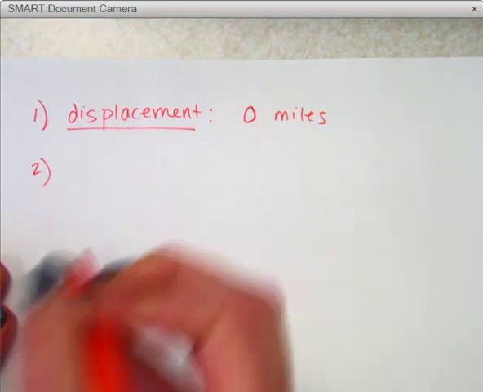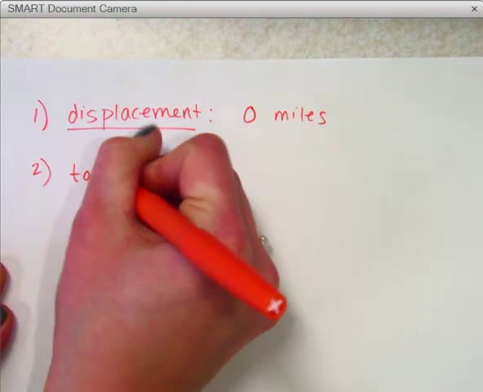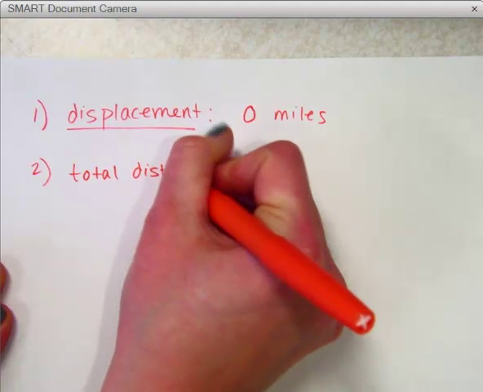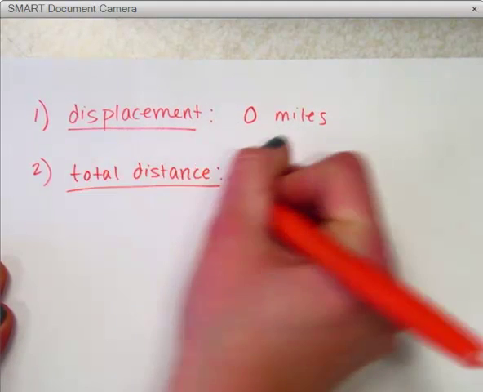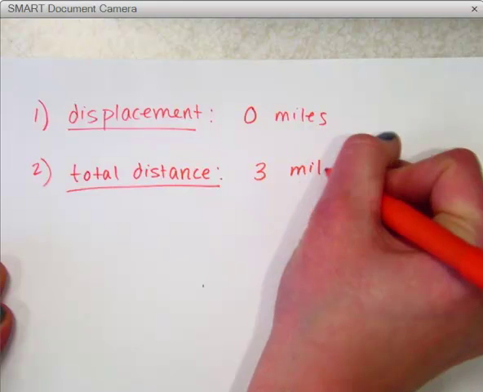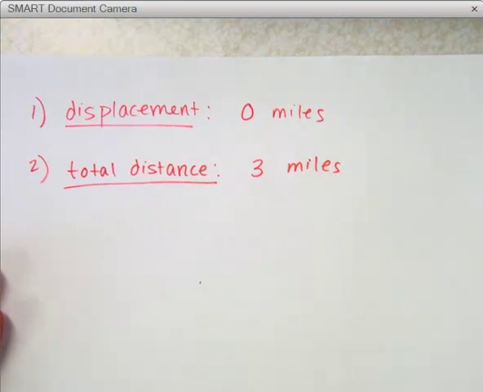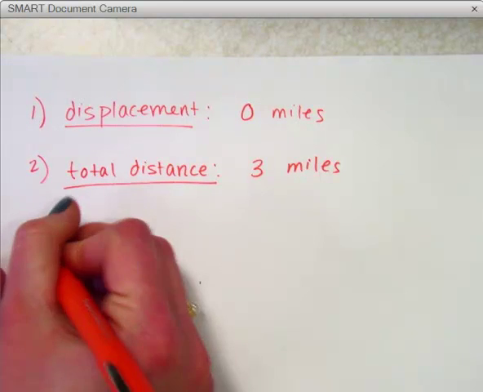Now part 2 is a different question. It asks you what's the total distance the car traveled. Obviously that answer is going to be what? 3 miles. So there's a good example of the difference between displacement and total distance.